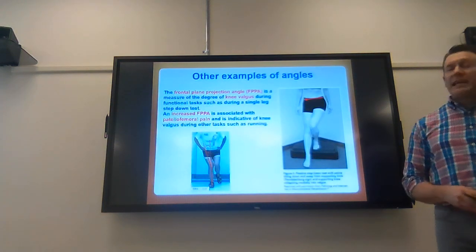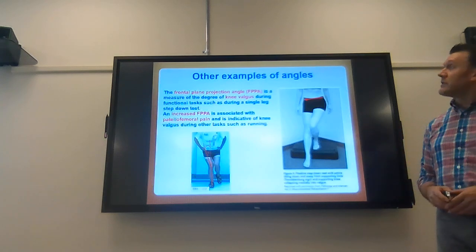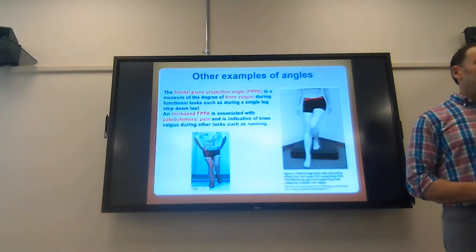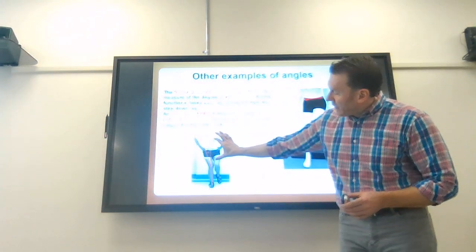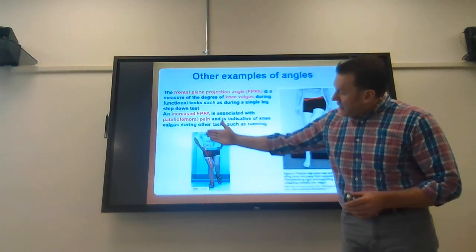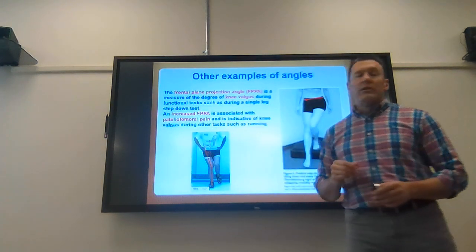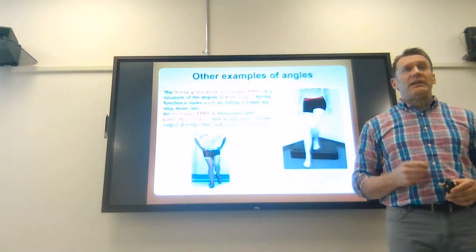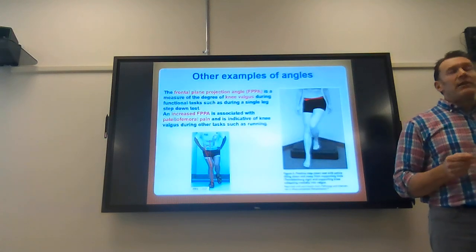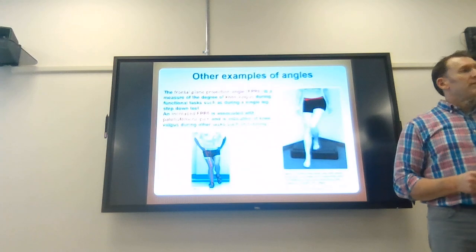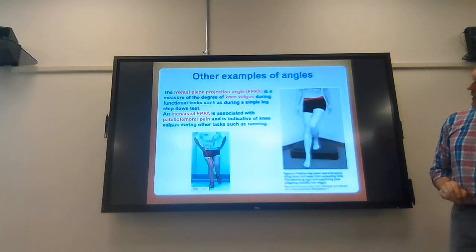Okay, so some other examples of angles. So maybe your goal is to be a physical therapist. You might administer tests like this. So this is the step-down test. And so you're looking at the frontal plane projection angle. Frontal plane projection angle, that's this angle right here. You can see from the vertical line and then the line from the anterior superior iliac spine through the knee joint, and you get this angle. So it measures the degree of knee valgus in a single leg support from a step down. So this particular test, you're stepping down from a height of 15 centimeters, which is just a little under 6 inches. And so you can see there's a little bit of valgus there in this person in stepping down.